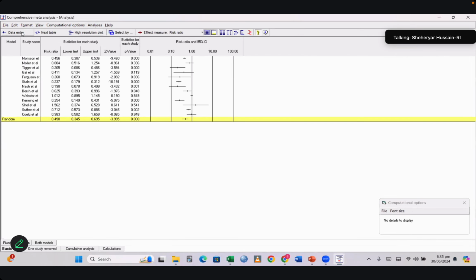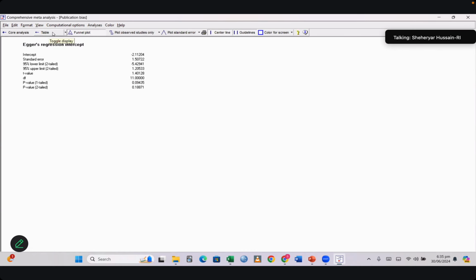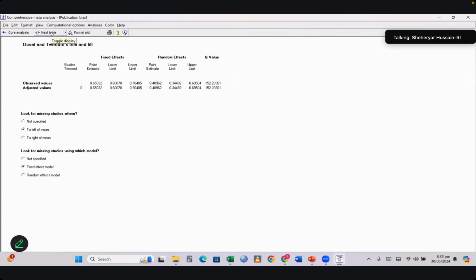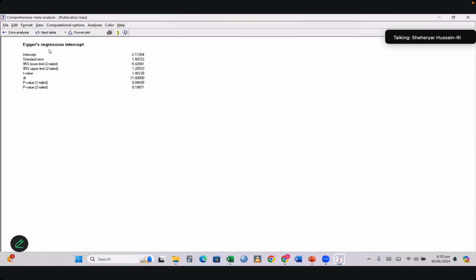What I did, this was my main analysis. I went to analysis. I went to publication bias. I will just click this table here. After getting Egger's regression, I will stop. So in Egger's regression, this p-value is the most important thing, and it determines whether the study has publication bias or not. This is just another thing instead of the funnel plot.